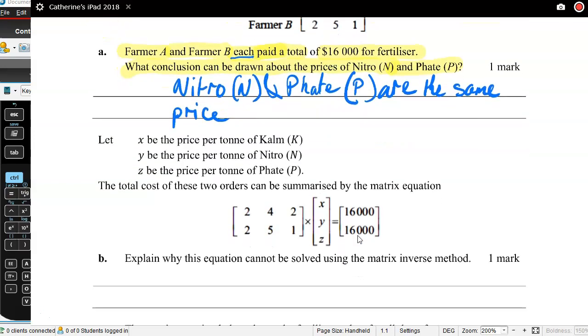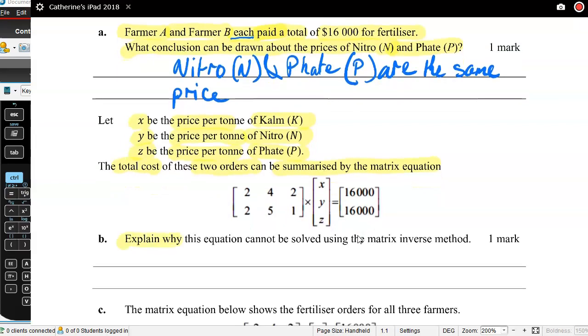All right, so let X be the price per tonne of calm, Y be the price per tonne of nitro, Z be the price per tonne of fate. The total cost of these 2 orders can be summarised by the matrix equation. Okay, so you can see this is the tonnes of each one, so they'd be the individual price, 16,000, 16,000. Explain why this equation cannot be solved using the matrix inverse method. Why can't we solve it finding the inverse of that?